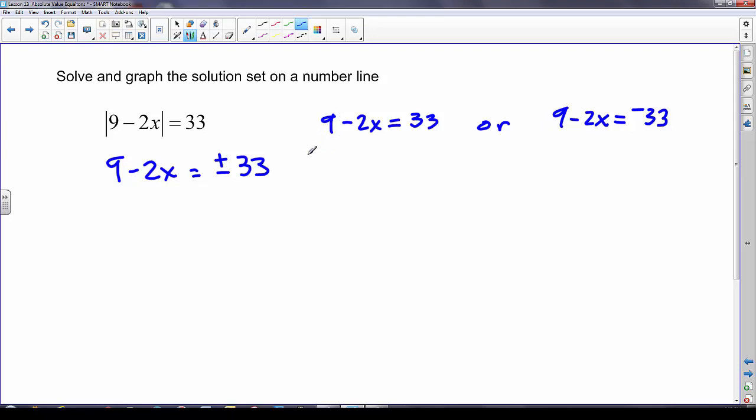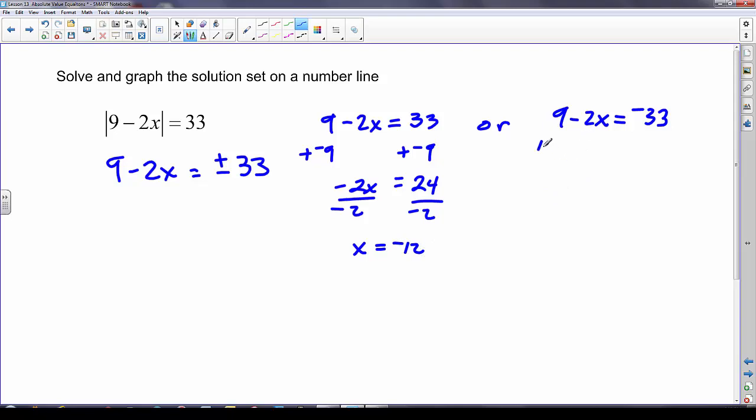This is a positive 9. I'm going to add a negative 9 to both sides. That's going to get me 24 is equal to negative 2x. I can divide by negative 2 on both sides or multiply by negative half. So x equals negative 12.